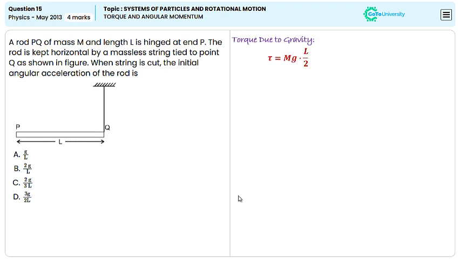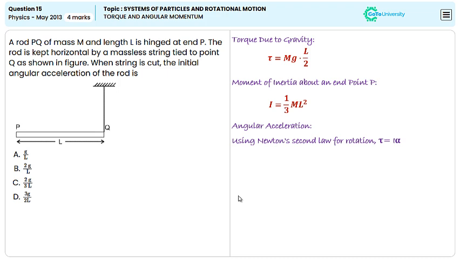The moment of inertia of a rod of length L and mass m about an endpoint P is given by I equals 1/3 mL squared. Using Newton's second law for rotation, tau equals I alpha, where alpha is the angular acceleration, we get mg times L/2 equals 1/3 mL squared times alpha.